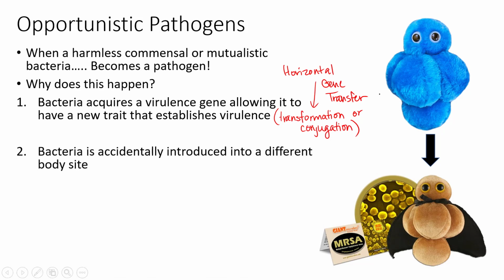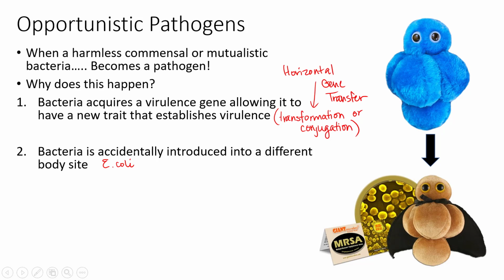Second reason why we could get a harmless commensal or mutualistic becoming a pathogen, well, the bacteria is accidentally introduced into a different body site. A good example of this is actually going back to our classic mutualist, which is E. coli. We have billions of E. coli in our large intestine. Actually, the majority of your feces is actually E. coli cells. And remember, we want them there. We want them there for the vitamins they produce, for the digestive assistance they provide. So we do want those E. coli there. But you know where we don't want them?